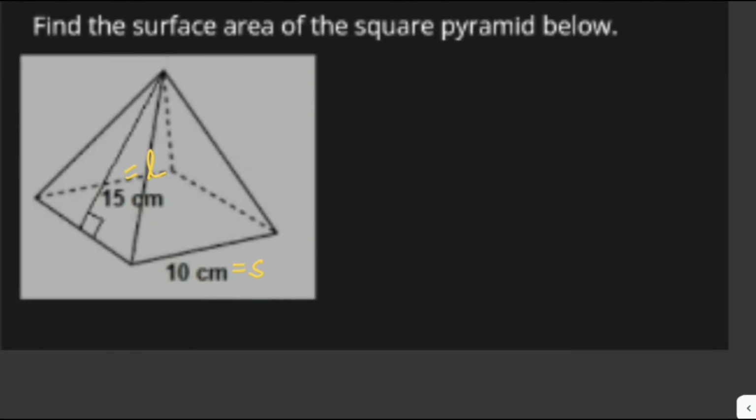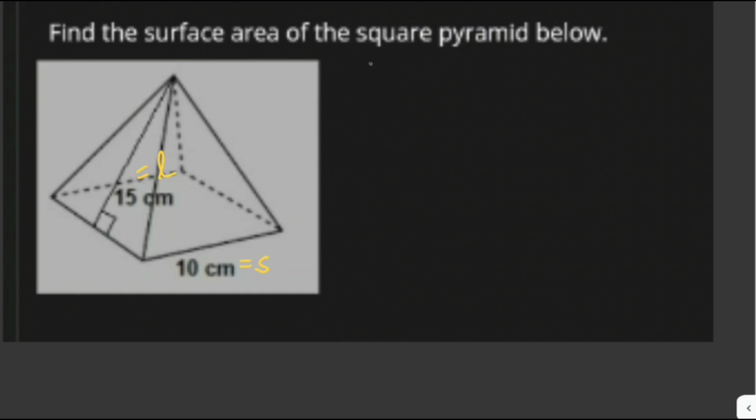Alright. Now to solve this, we use the formula in finding the surface area of the square pyramid, which is just equal to the area of the base, and the base here is a square. So we use the area of the square, which is just the square of the side, plus the lateral surface area, which is 2 times the side of the base, times the slant height.